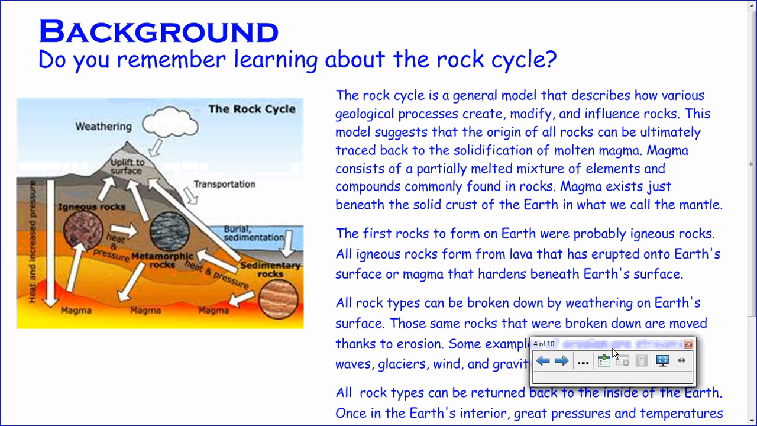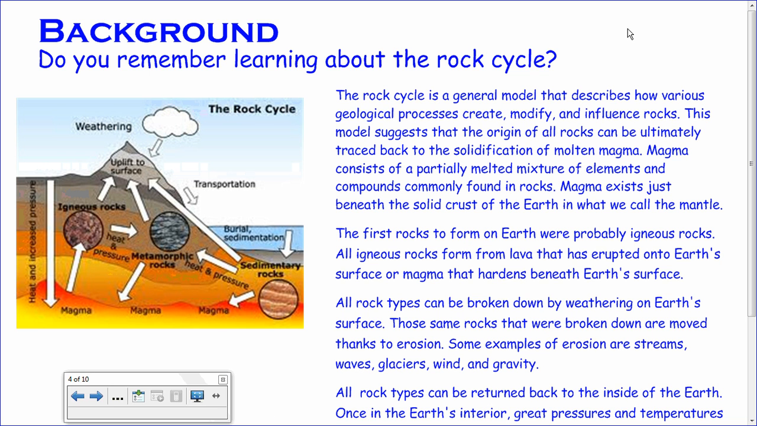You may have learned about the rock cycle in third grade. You may not have, and that's okay if you didn't. But let's talk about that because the rock cycle is really important for our background information.